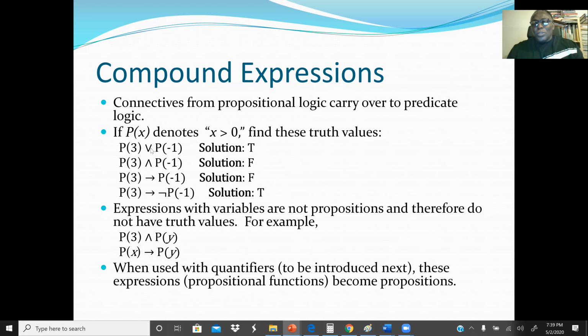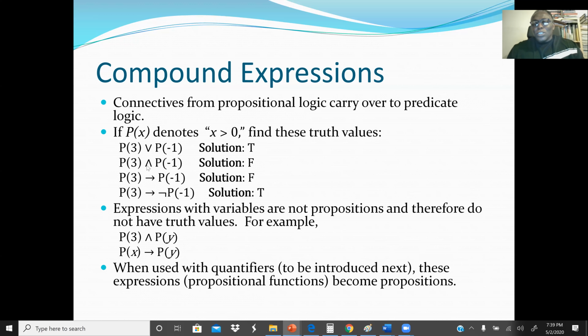Remember, with the or, when one condition is true, our outcome is true. When two conditions are true, our outcome is true. We only get false when both conditions are false. So this will be true. Why? Because x is greater than 0. So P(3) is true, but P(-1) is false. So true or false, the answer is true.